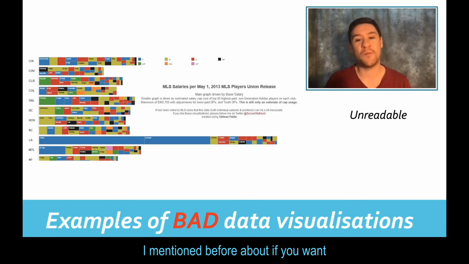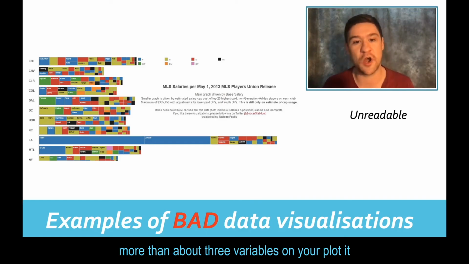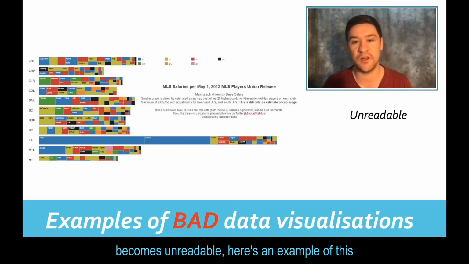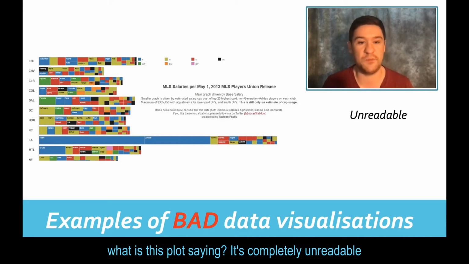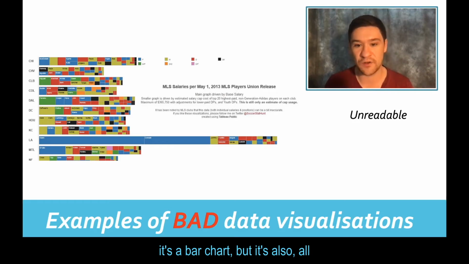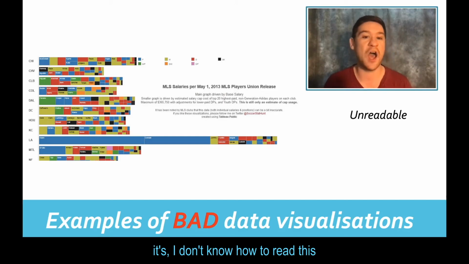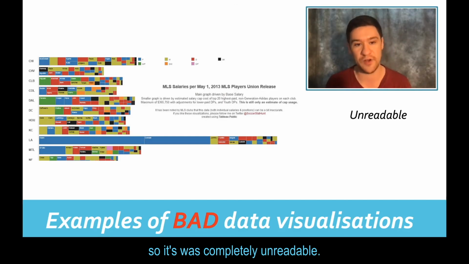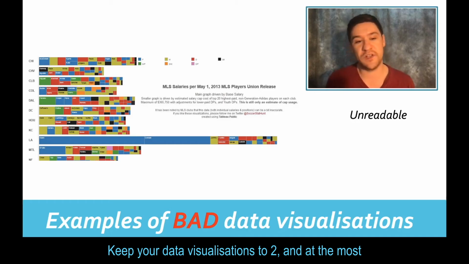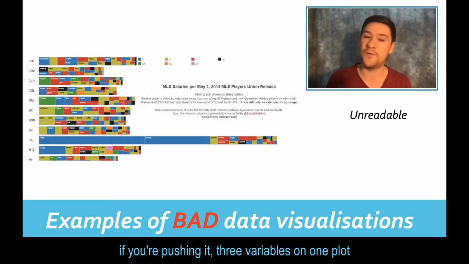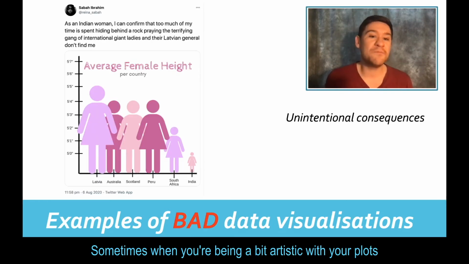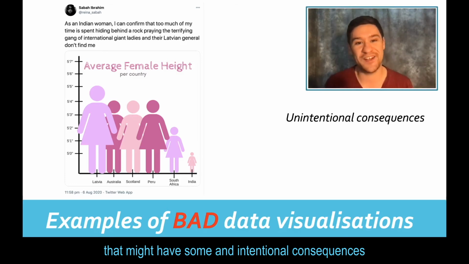I mentioned before about if you've got more than about 3 variables on your plot, it becomes unreadable. Here's an example of this. What is this plot saying? It's completely unreadable. It's a bar chart, but it's also all the bars are split up. There's color coded. There's writing on it. I don't know how to read this, so it's completely unreadable. Keep your data visualizations to 2, and at the most, if you're pushing it, 3 variables on one plot, but 2 if you can. Sometimes when you're being a bit artistic with your plots, that might have some unintentional consequences.